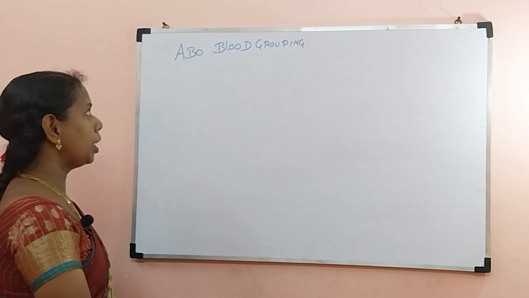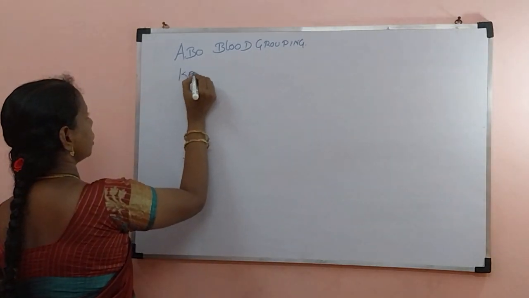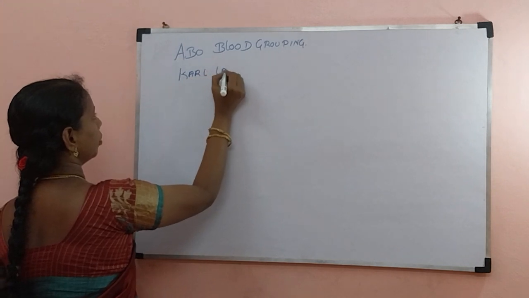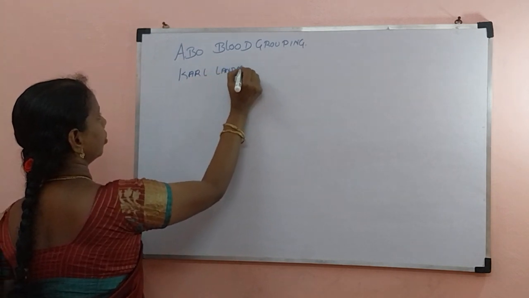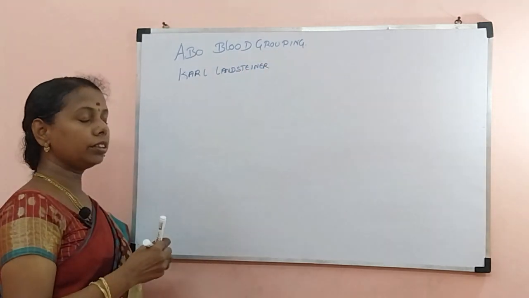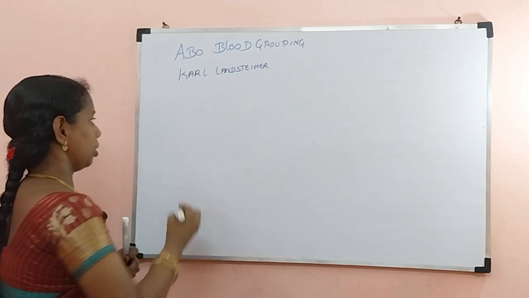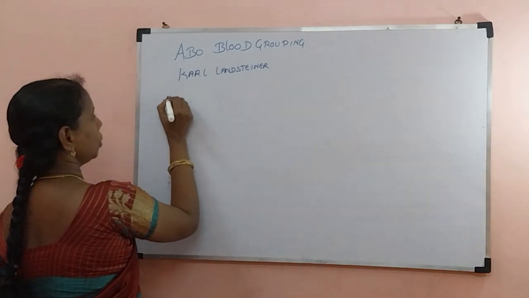In body fluid and circulation, today we are going to discuss ABO blood grouping. ABO blood grouping was studied by Landsteiner, who classified the ABO blood group based on the presence of antigen. Now let us see the blood grouping.